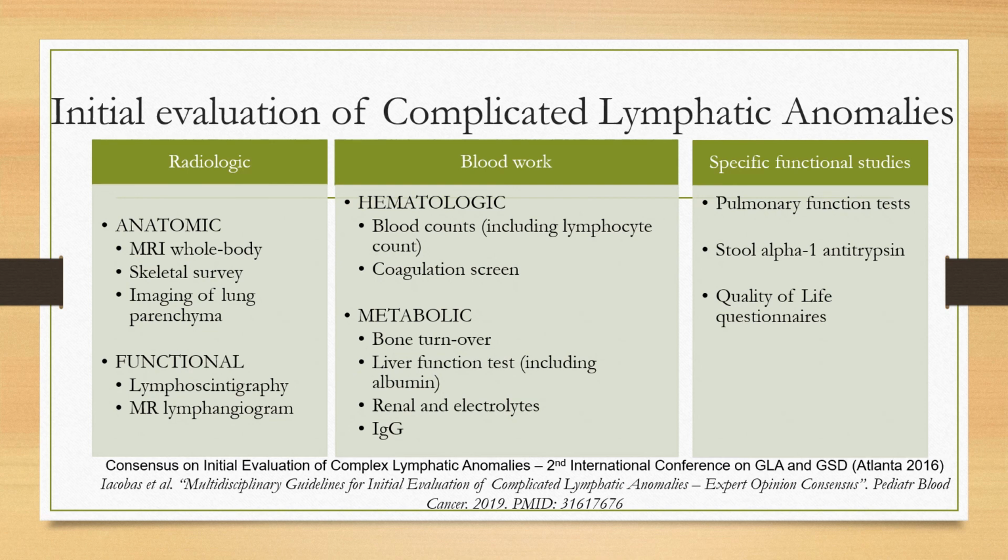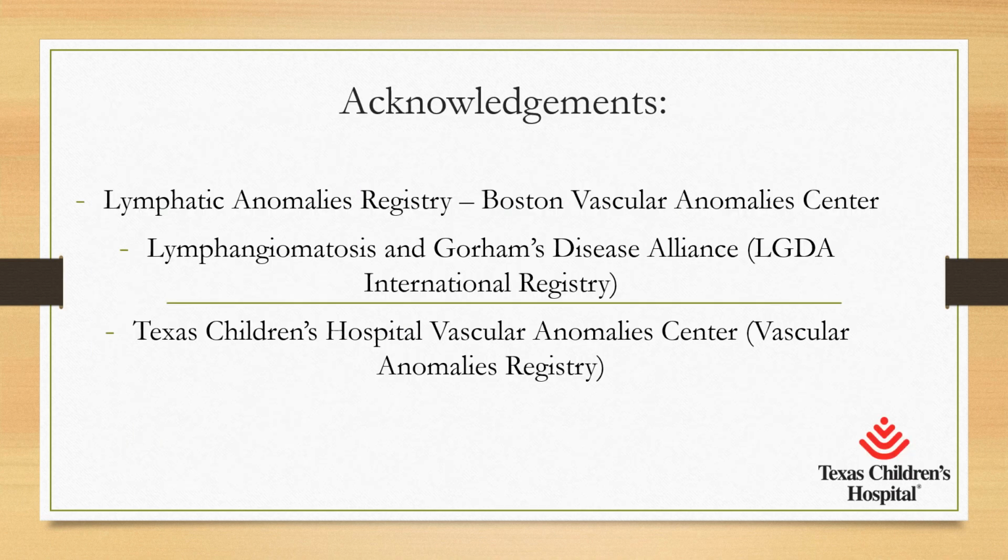In 2019, we published the multidisciplinary guidelines for the initial evaluation of complicated lymphatic anomalies that came as an expert opinion consensus from the Second International Conference on Generalized Lymphatic Anomaly and Gorham-Stout disease. And we recommended that medical teams include the lymphocyte count and IgG level in their evaluation of patients with complicated lymphatic anomalies. We want to thank the lymphatic anomalies registries for allowing us to use their data.